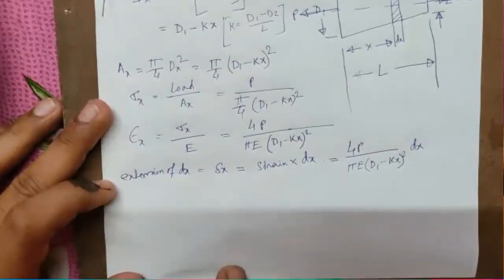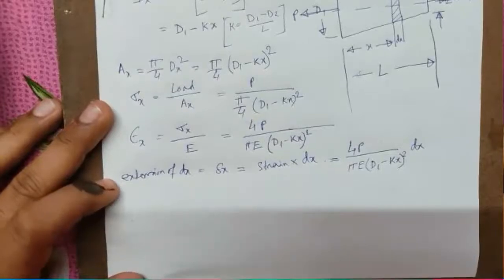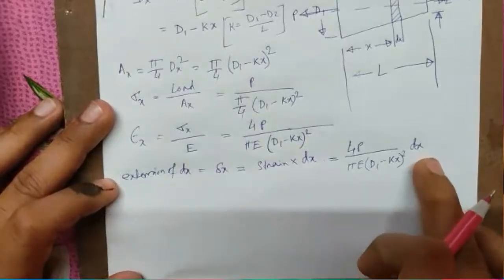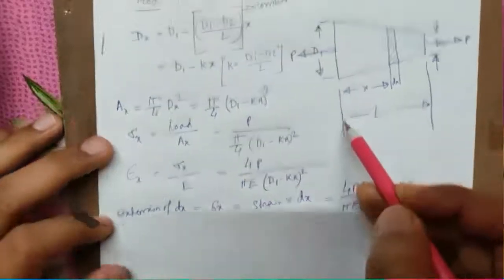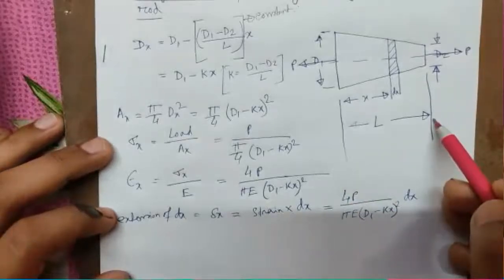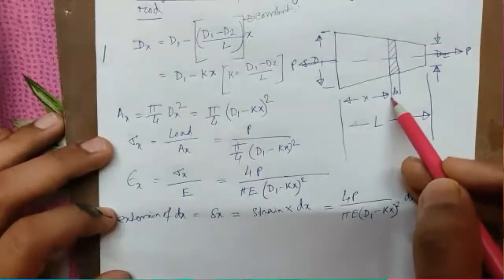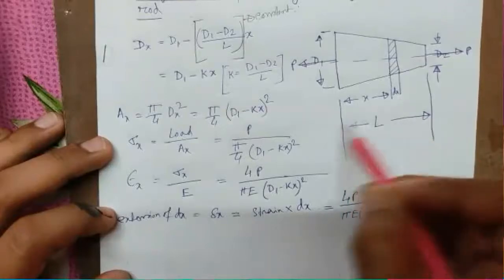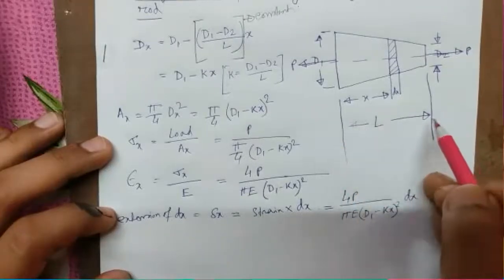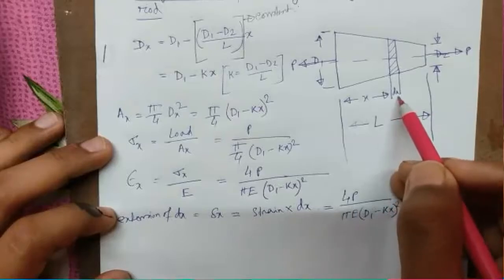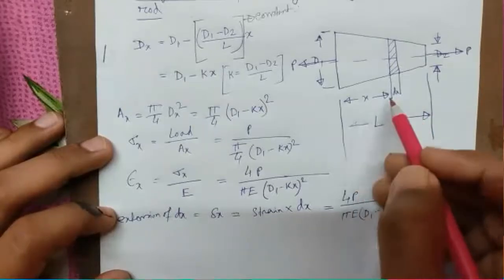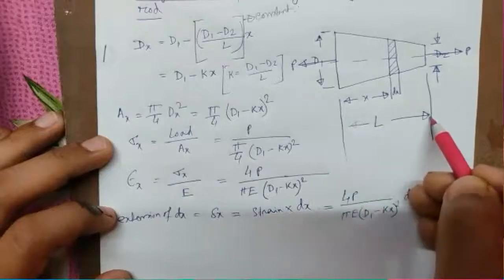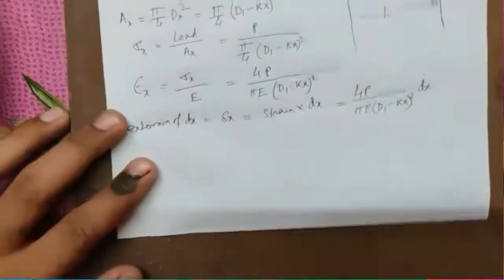Now if we want to find out the total elongation of the bar, then we have to integrate this equation up to a limit, starting here at 0 to L. We have found out the extension of dx. If you want to find out the extension of the whole bar, of the whole length, then we have to integrate this elongation of dx or del x, and the limit will be from 0 to L. So we will find that out.